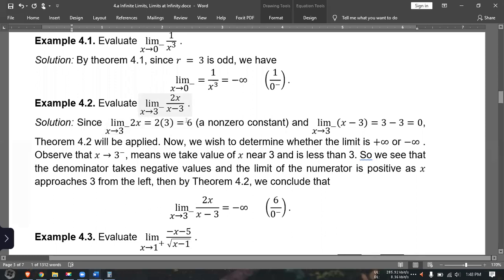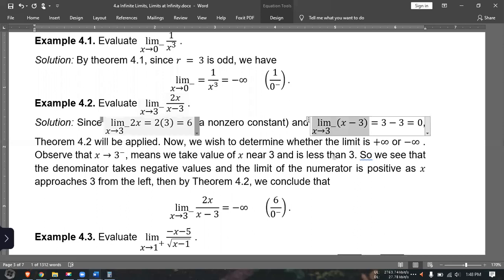And observe our denominator. By direct substitution, 3 minus 3 is 0. So our denominator is trying to approach 0. But which side? Is it from the positive or from the negative side? We can determine which side by observing yung given natin. Which side ba ang galing yung input natin? So, our input is as x approaches 3 from the left side.